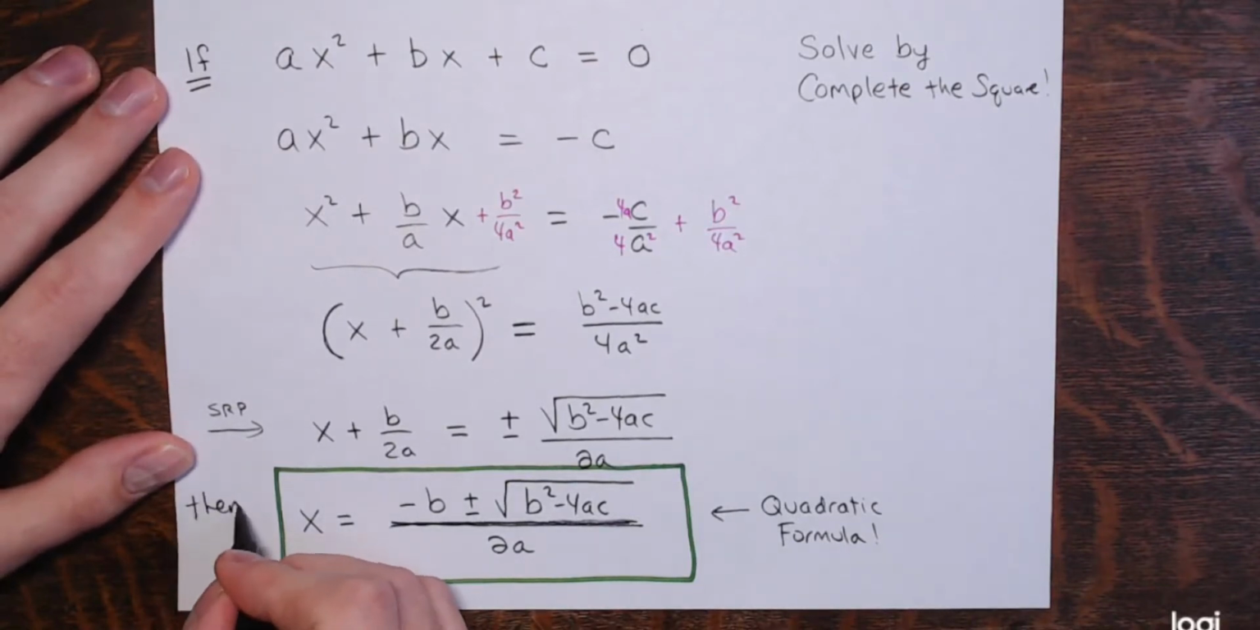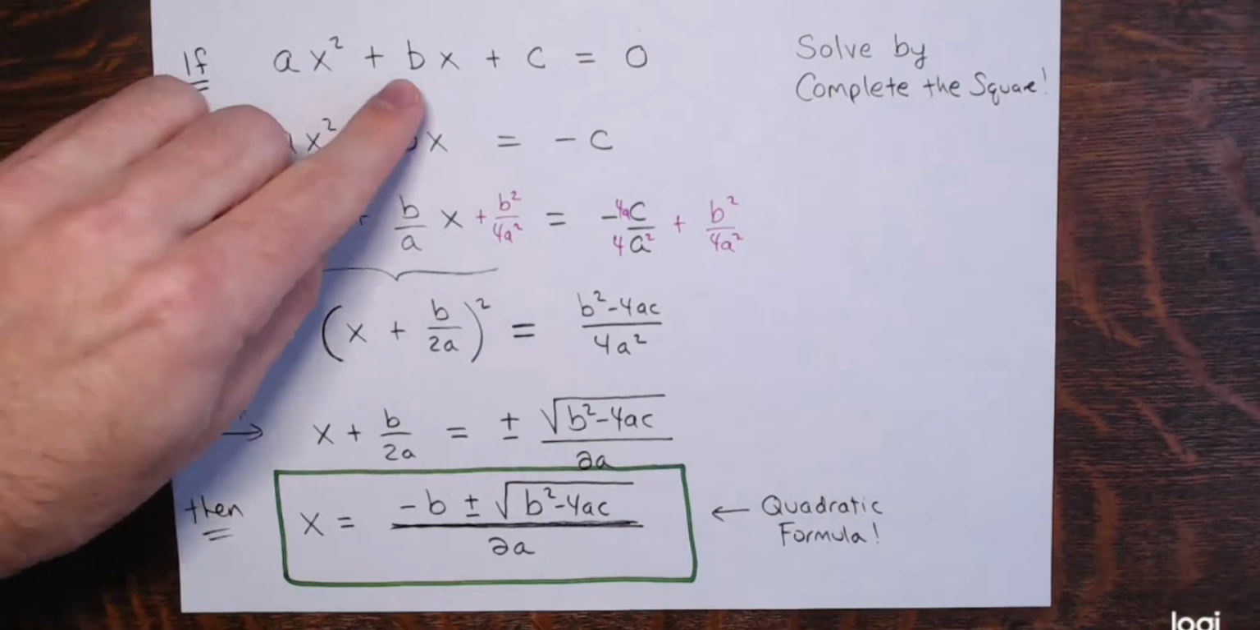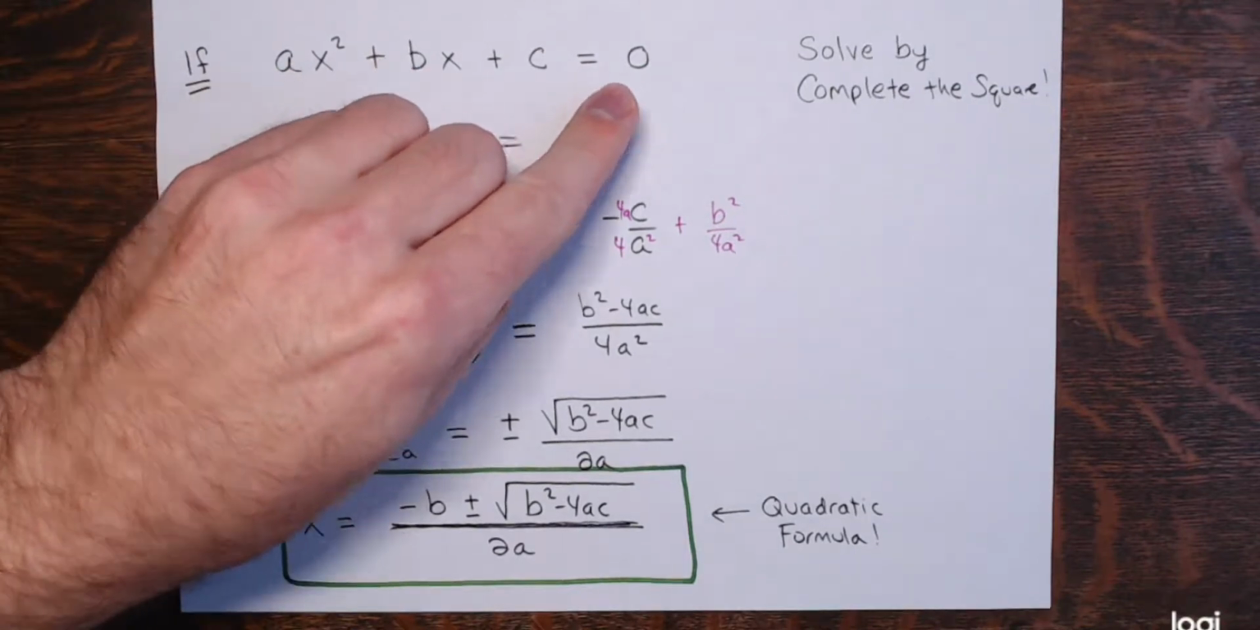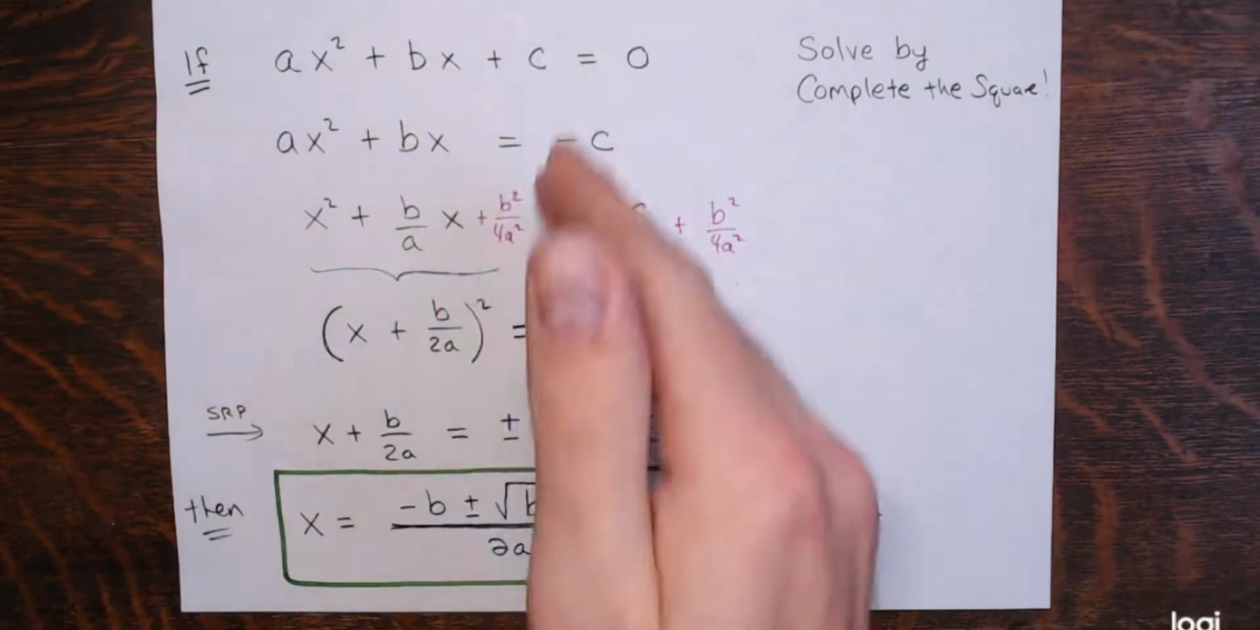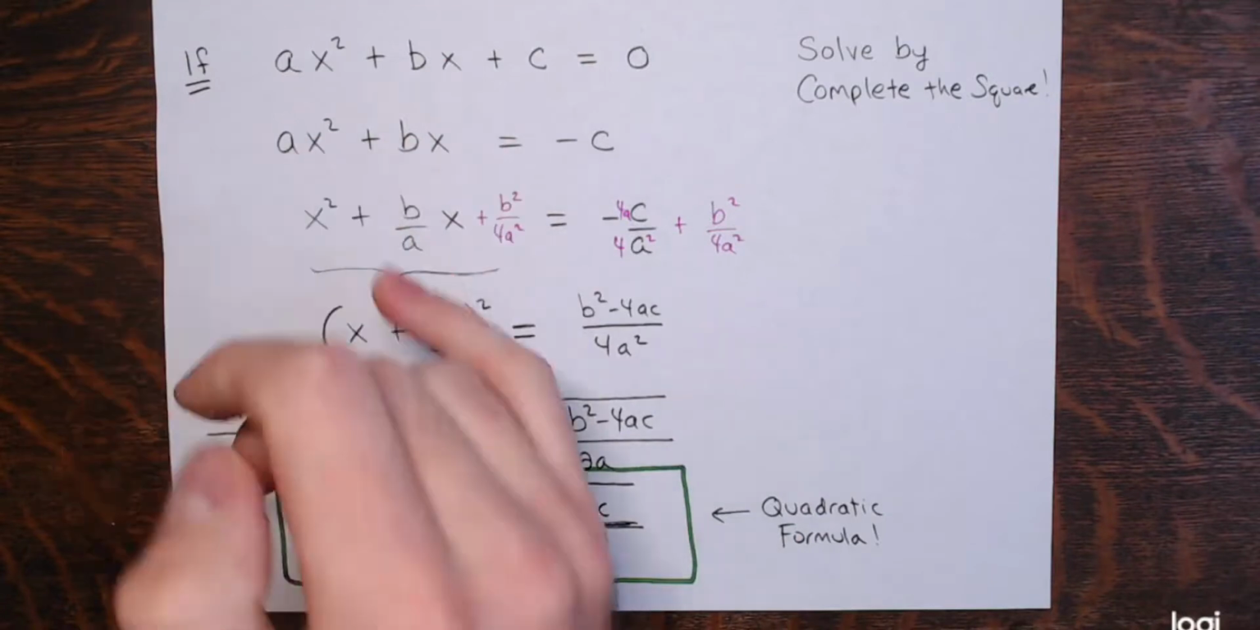So if it starts off this way, then you can jump right to the solutions if you know what a, b, and c are, and then of course simplify. So that's the quadratic formula. And as you can see right here, a, b, and c are any number I want them to be except 0. A can't be 0.